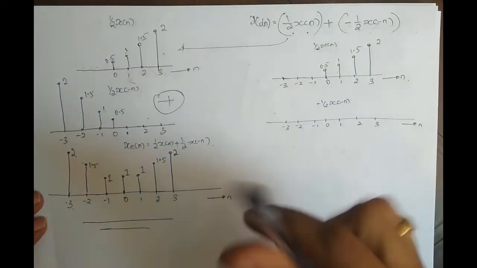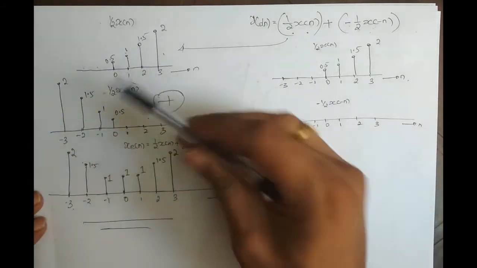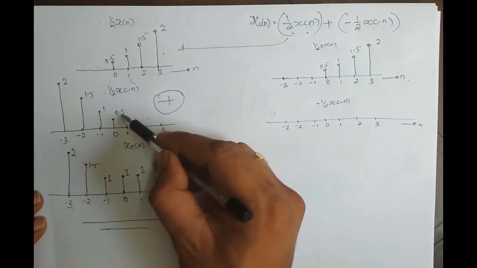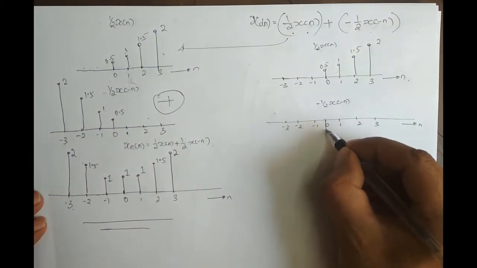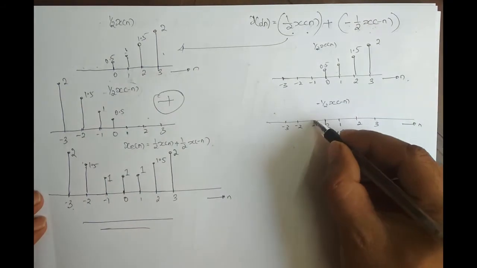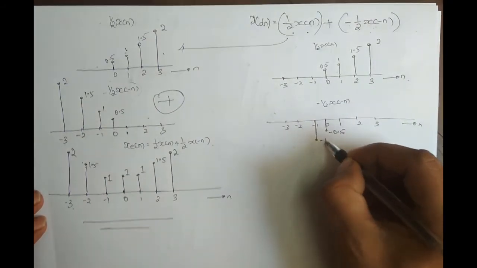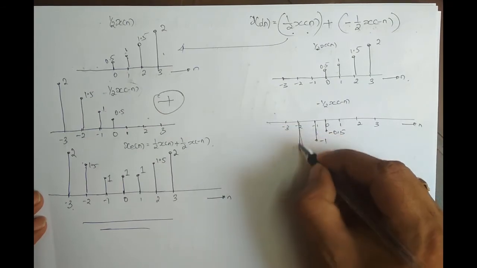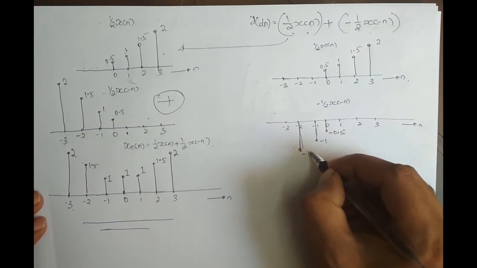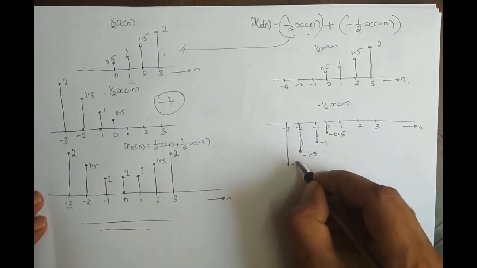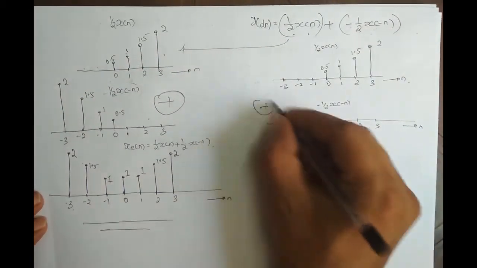Okay. So minus of this signal is what? All the amplitude in the positive goes to negative, right? So at n equal to 0, it is 0.5. Now at n equal to 0, it is minus 0.5. At n equal to minus 1, it is 1. At n equal to minus 1, now it is minus 1. At n equal to minus 2, it is minus 1.5. At n equal to minus 3, it is minus 2. Right? Now I need to add these two signals.